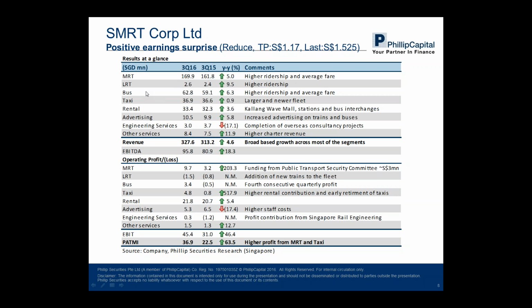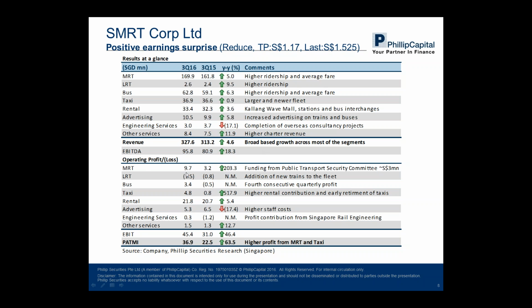So we'll look at the first three first, which are the fare revenue segments. Fare revenue all grew, mainly due to higher ridership. For MRT and bus, there was higher average fare as well. Taxi revenue also grew due to a larger and newer fleet. Rental revenue grew due to Kallang Wave Mall and leasing of commercial spaces at the MRT stations and bus interchanges. And lastly, advertising also grew 5.8% due to increased advertising on trains and buses. So to summarize, revenue grew 4.6%, mainly due to broad-based growth across most of the segments.